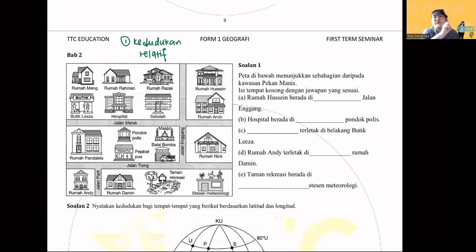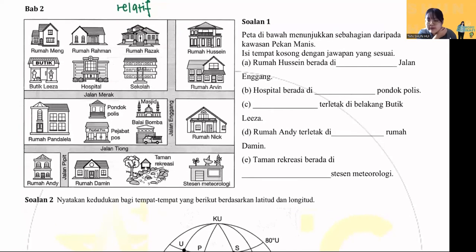Okay, so first, of course, you need to find what? Titik rujukan first. Now, like this one, I only put one question, and this is the one I think you all need help with. If they give you some buildings like this, how are you gonna determine the depan, belakang, kiri, kanan? So I'll show you with the question. They said, rumah Husin berada di jalan Enggang. So Husin is at which area of jalan Enggang? In front, behind, left, or right?